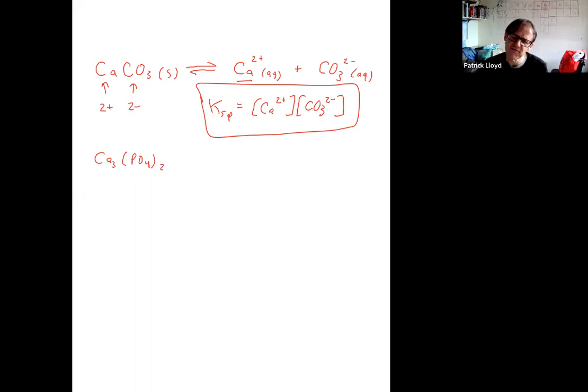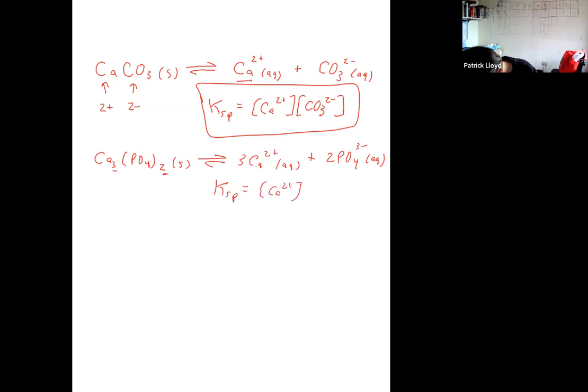So this is called calcium phosphate. And calcium phosphate has 3 calcium ions and 2 phosphate ions. So you have 3 calcium, so 3 Ca2+, and then you got your 2 phosphates, and phosphate is -3. Okay, so for this one, the KSP actually is pretty interesting. It's concentration of calcium, but there's 3 of them, so I'm going to cube it, and then times the concentration of phosphate, and there's 2 of those, so I'm going to square it. So that's what we call the expression.